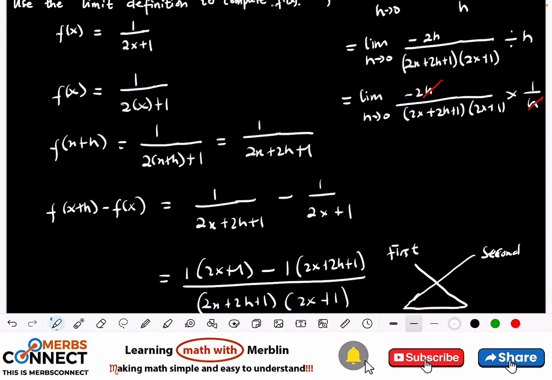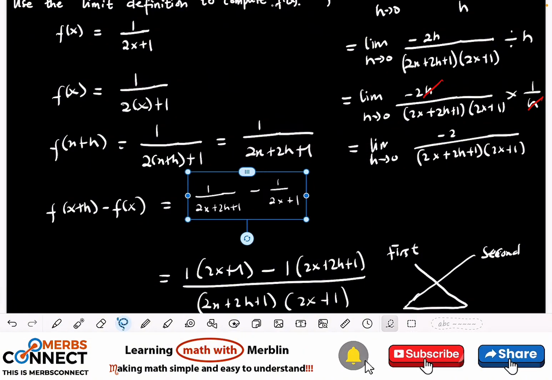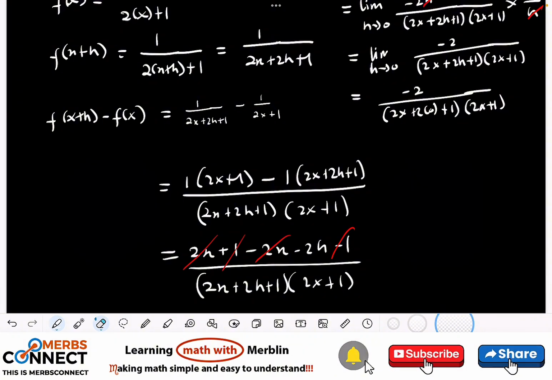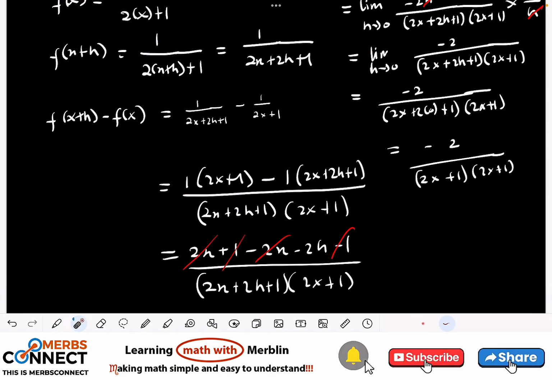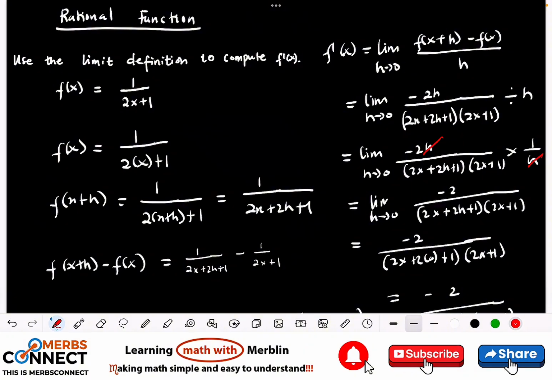So now that we've canceled the h out, what will be the function? The limit as h approaches 0, left with minus 2 divided by 2x plus 2h plus 1, then 2x plus 1, right? So now I can put h equal to 0 inside the function. When I plug in 0, I'm going to have minus 2 divided by 2x plus 2 times 0 plus 1, then 2x plus 1. So what am I going to get at the end of the day? Minus 2 divided by 2x plus 1, 2x plus 1. And since this term is the same as this term, I can write this as negative 2 divided by 2x plus 1 all squared. So this is what we get when we use the limit definition.